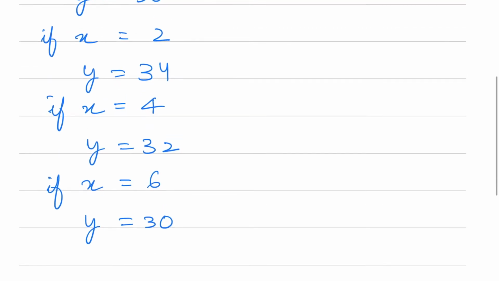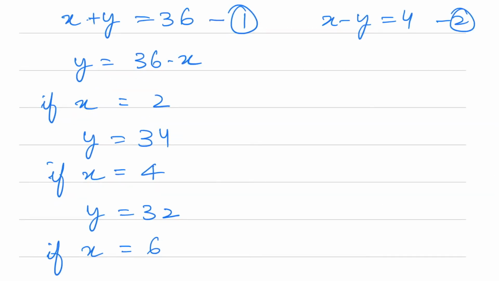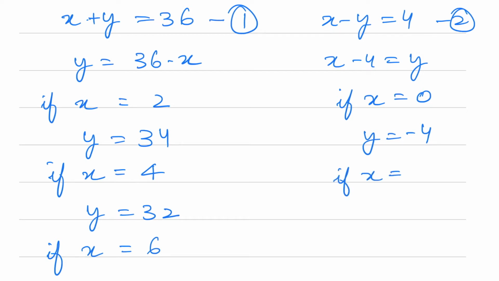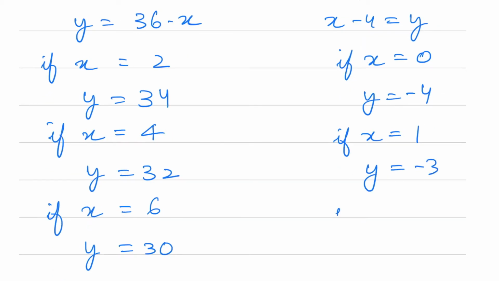Let me go to the second equation. The second equation says that x minus 4 is equal to y. So if x is equal to 0, then y is equal to minus 4. If x is equal to 1, then y is equal to minus 3. If x is equal to 2, then y is equal to 2 minus 4, so minus 2. So I've got all these coordinates.